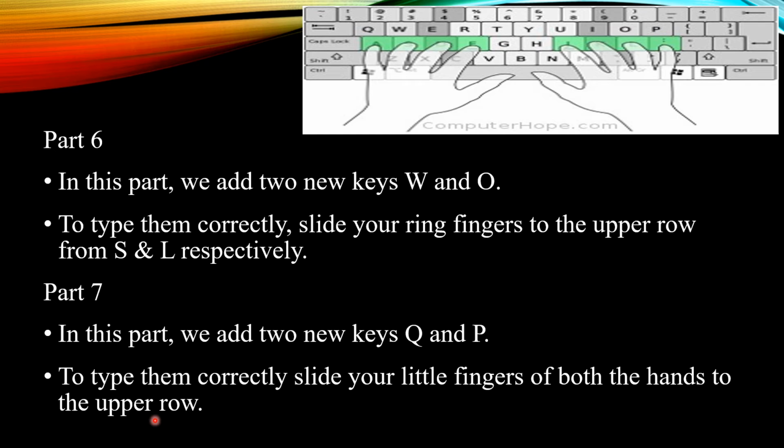Let's study the keys. Here we have W and here we have O. It is just above the ring finger. So you will slide your ring finger, press W, and then bring your finger back. Again for O, you will slide your ring finger and come back. For Q and P, you will use your little finger.